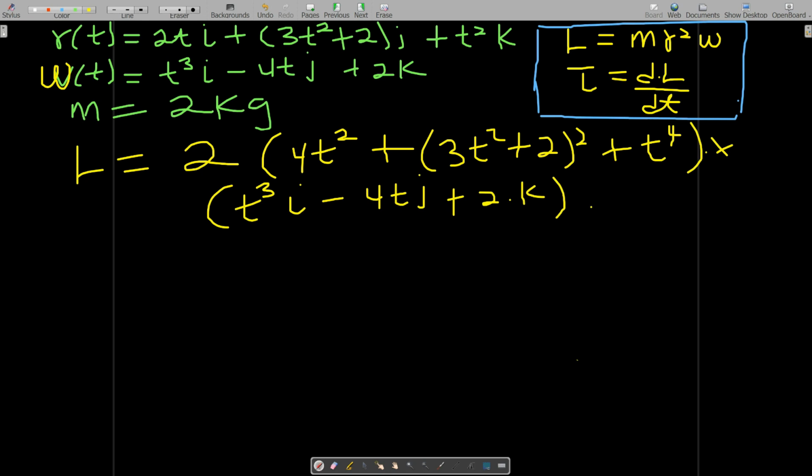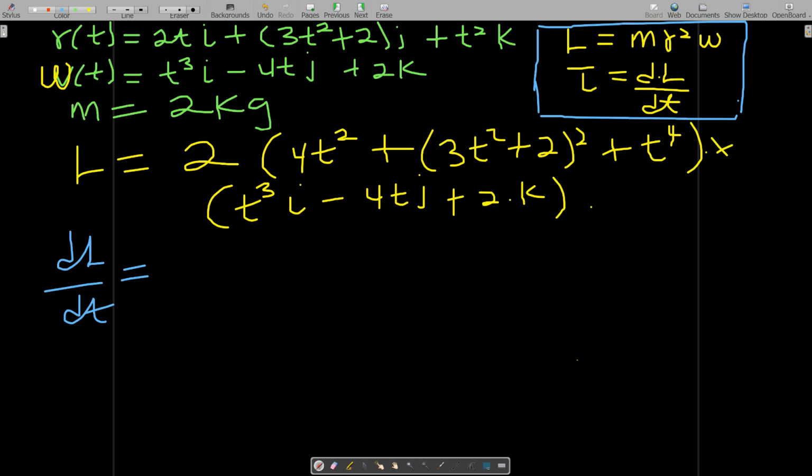i minus 4tj plus 2k. Okay, so someone will say, why didn't we evaluate this before? Because this will make our work a bit tiresome. But I have a way to do this. Don't worry. You can see that this is a product of two variables, the whole of this multiplied by the whole of this. The 2 we are not interested in because it's just a constant. So for dL/dt, you can take your time and expand everything before you differentiate, but I'll differentiate straight away because I have a way of doing this.